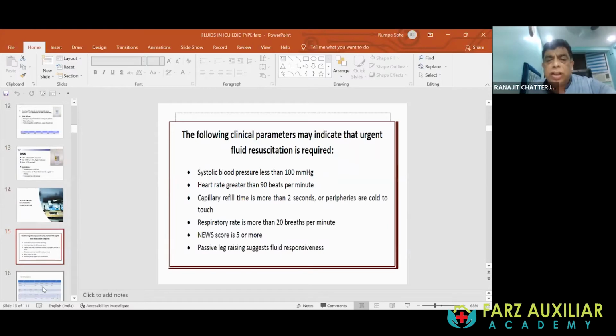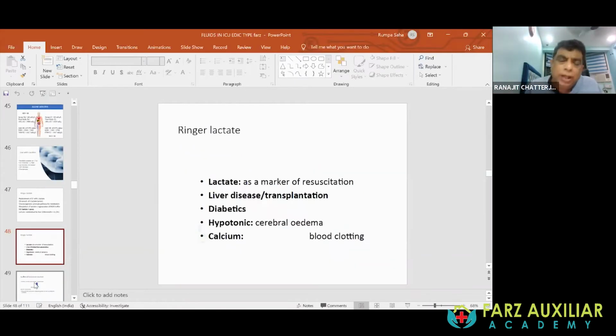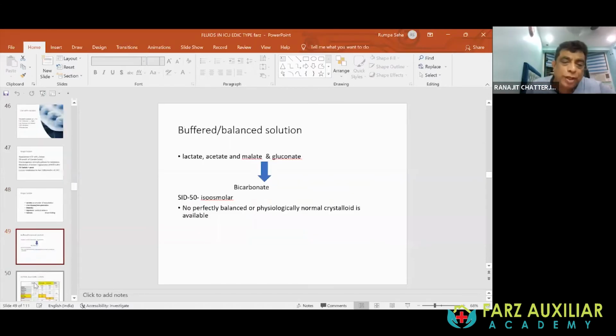When do we start resuscitation? Normally, if the blood pressure is going down, systolic blood pressure less than 100, heart rate is going up, the capillary refill time. Nowadays, after 2021, this is gaining a lot of importance with regard to 0.9% saline in cases of traumatic brain injury. So normal saline is the fluid of choice for patients with traumatic brain injury.